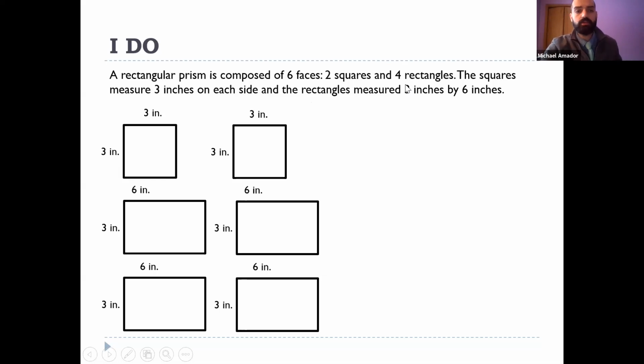So the next thing we're going to do is draw 4 rectangles. Once we draw the 4 rectangles, we go back in our problem and look at the dimensions they tell us for the rectangles. The dimensions for the rectangles are 3 inches by 6 inches. So we can label our rectangles 3 inches and 6 inches. Now we have all of the faces of this rectangular prism.